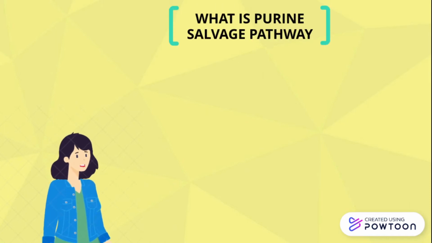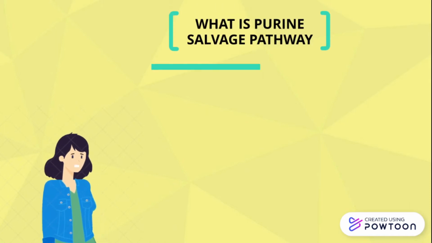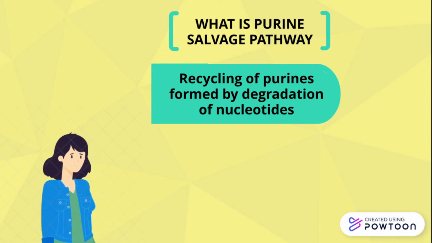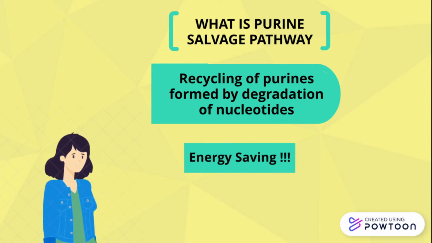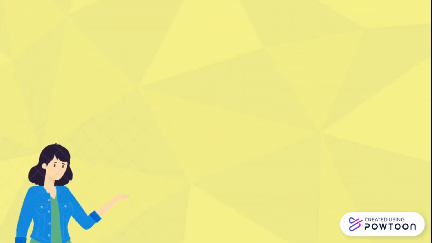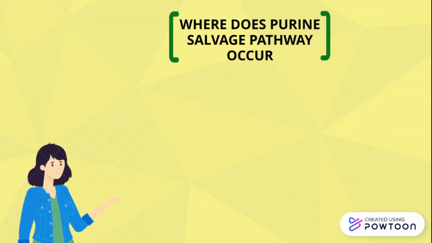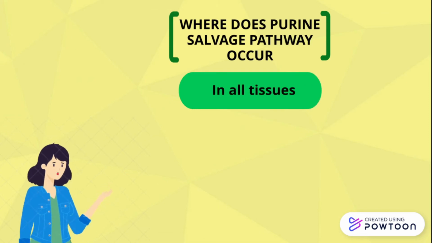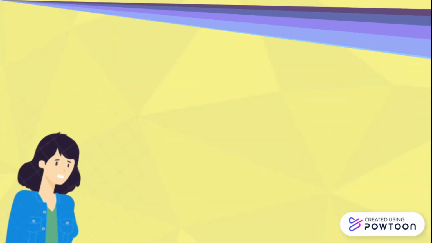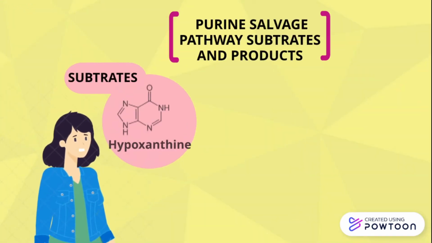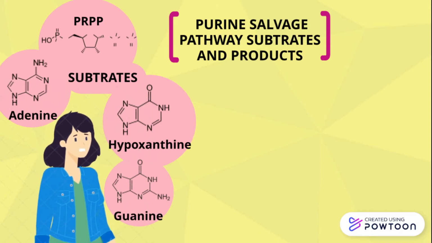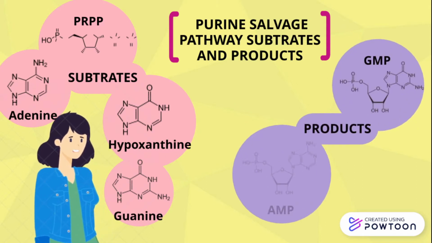Okay, for the purine salvage pathway, it is defined as the recycling of purines formed by degradation of nucleotides. In comparison to the de novo pathway, the salvage pathway is energy saving. Purine synthesis occurs through the salvage pathway in all tissues. This is extremely significant in the brain and bone marrow. Substrates involved are hypoxanthine, PRPP, guanine and adenine, while the products formed are GMP, AMP and IMP.